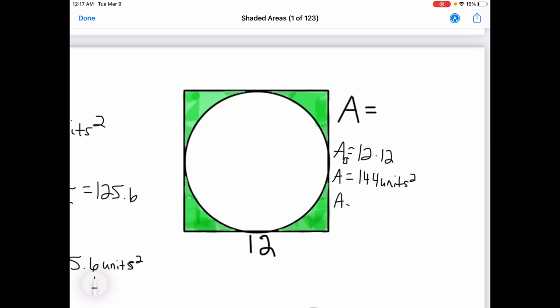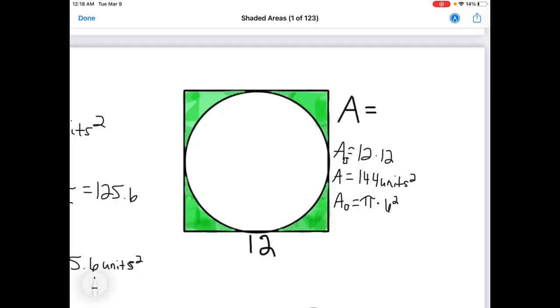So now I want to find the area of my circle. Since the side length of the square is 12 units and my circle touches each side of my square, then I know that the diameter of this circle would also be 12 units. So I need to know my radius for area. So pi times my radius. Well, if my diameter is 12, that tells me my radius is 6.